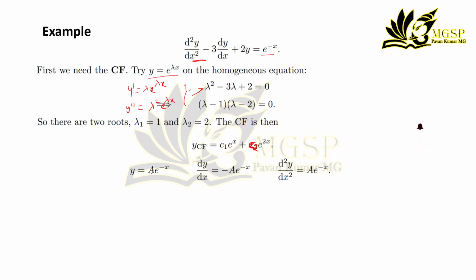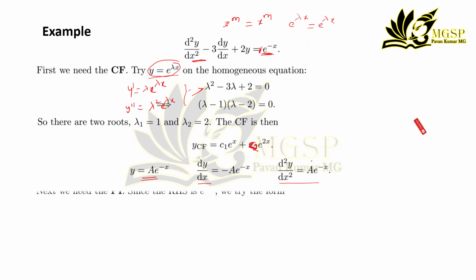Then y is equal to a e power minus x. Like I told, you have to consider the right hand side. Here there is a term e power minus x, so you have to consider a e power minus x. A we have taken because some constant is present, that is a e power minus x, because the e power minus x term is present here. Dy by dx, differentiate, you will be getting minus a e power minus x, d square y by dx square, then you will be getting minus of minus plus, it will become a into e power minus x.